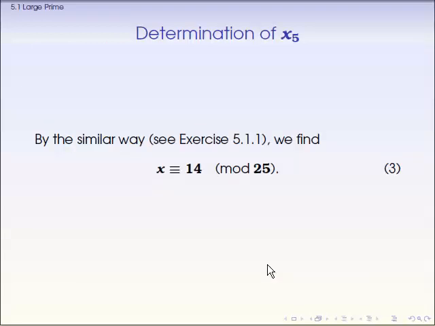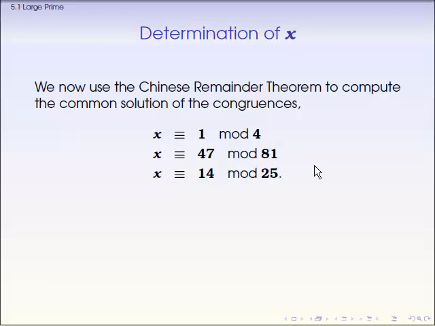Now this is your homework assignment. It's in one of our exercise problems. So please find this fact yourself. It's only 5 squared, so you can imagine there are only a0 and a1, that much, right? So you need to just find 2. And we found that x should be congruent to 14 modulo 25. So we found 3 facts. Our x that we are looking for is congruent to 1 modulo 4, congruent to 47 modulo 81, and congruent to 14 modulo 25.